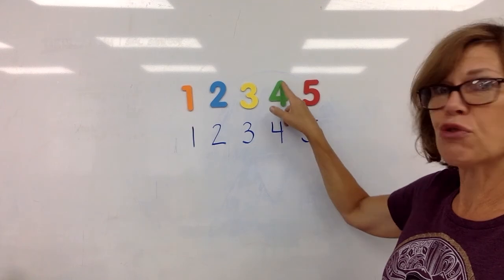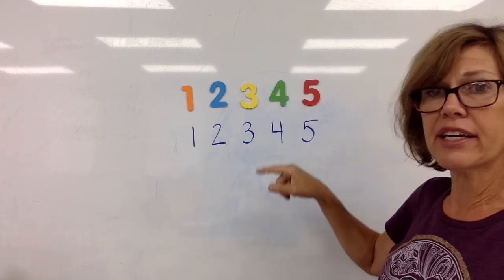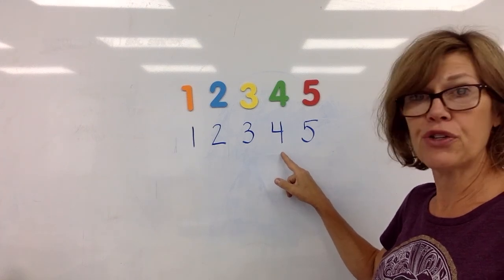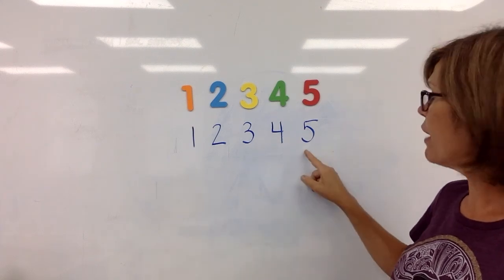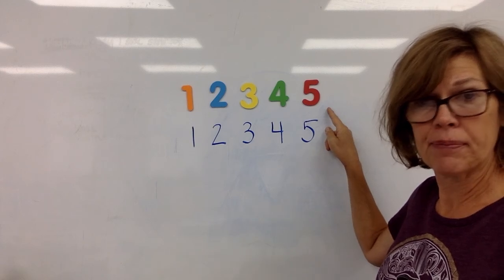Do you see a triangle in my 4? I see a triangle right here. But the way I make the 4, I don't put a triangle. I put straight lines. And then the 5 that I made and my 5 magnet look the same.